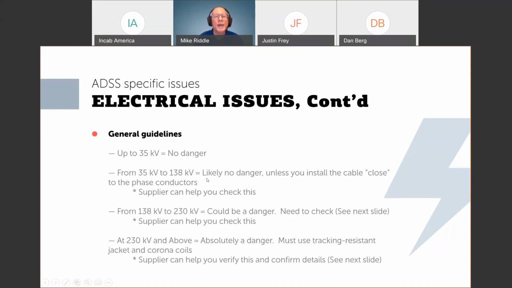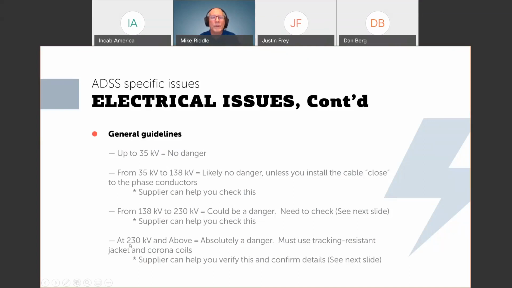And if there's any concern, even the remotest possibility of a concern at say a 115 or a 138 kV or something in between, just ask the supplier. They can help you check that. Above 138 kV, you get into the could be a danger. So in the United States, there's a little bit of 161 kV, so you've got to be careful. And again, the supplier can help you check it.